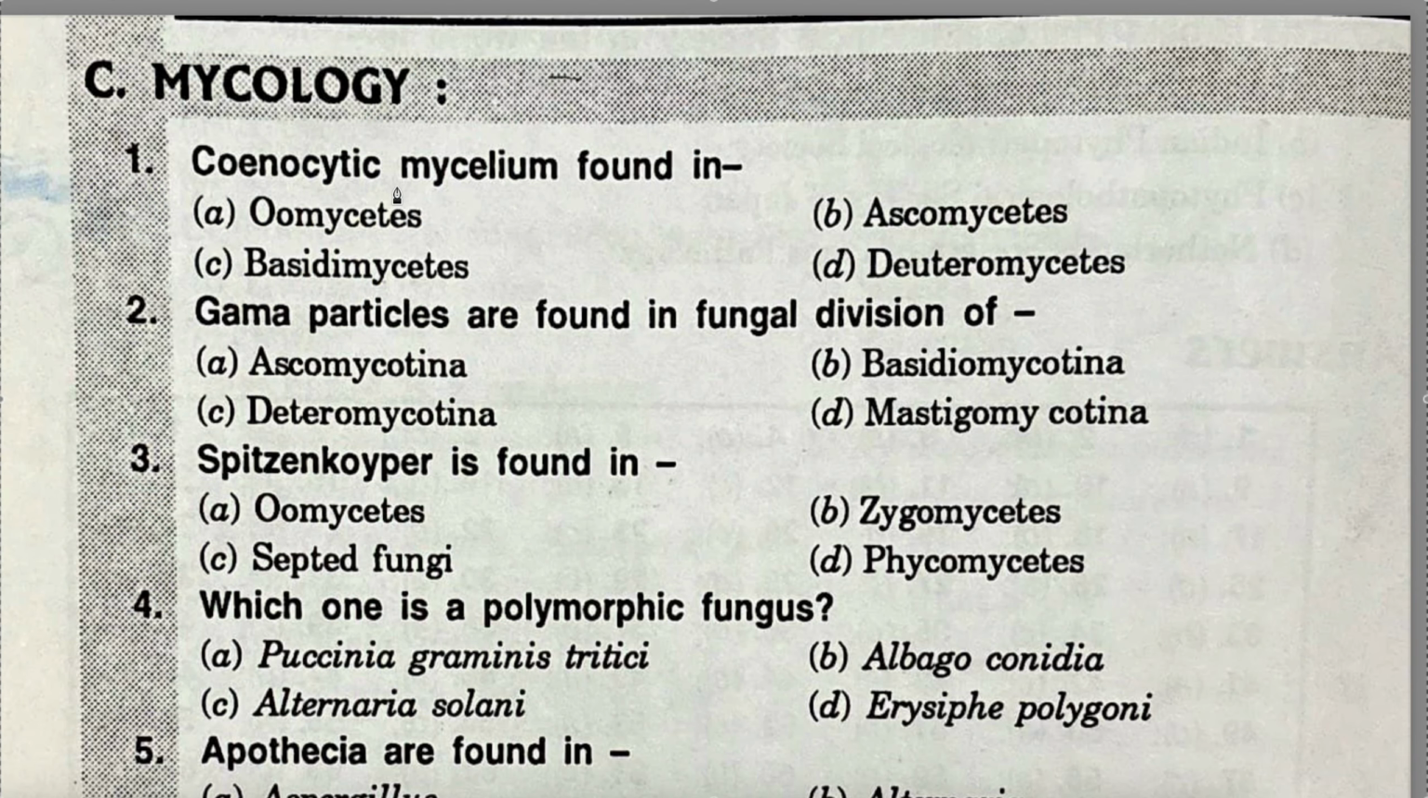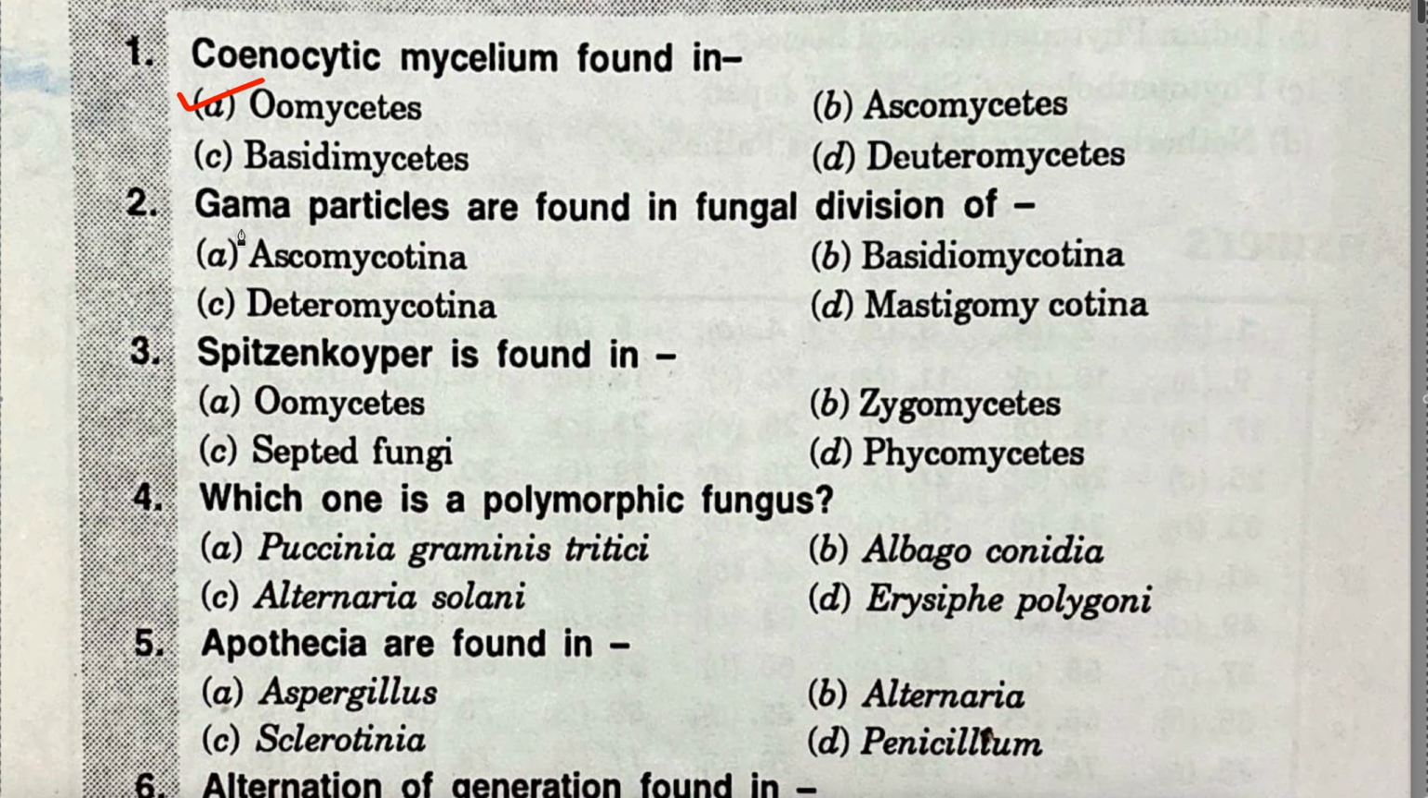Question 1. Cenocytic mycelium found in oomycetes, ascomycetes, basidiomycetes or deuteromycetes? The answer is oomycetes. Cenocytic mycelium means aseptate mycelium. Question 2. Gamma particles are found in fungal division of Ascomycotina, Basidiomycotina, Deuteromycotina or Masticomycotina. Answer option D.